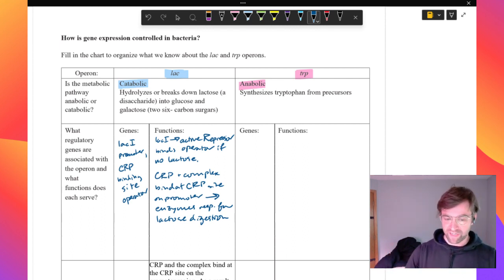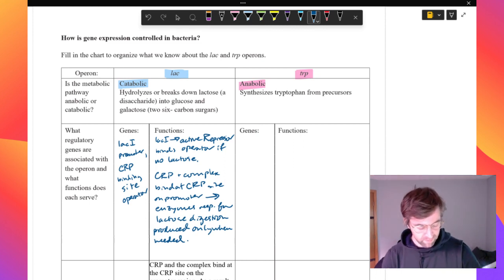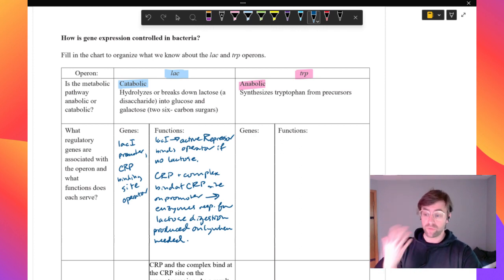And these are responsible for regulating when lactose digestion occurs. So as a result, the enzymes for lactose digestion are produced only when needed. So fairly simple concept. If we have a bunch of lactose around, or if we have a lot of glucose around, which is that component of lactose, we don't need to upregulate this catabolic process. We don't need to digest more lactose.